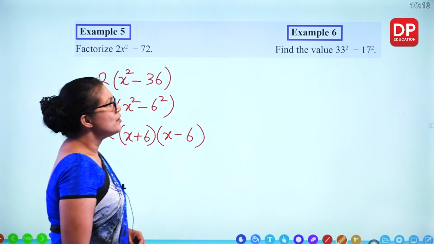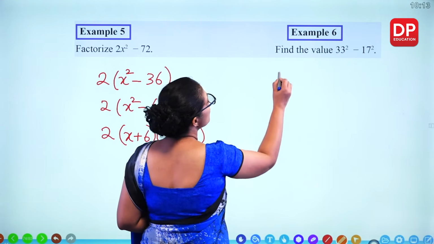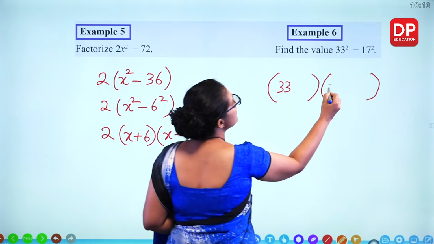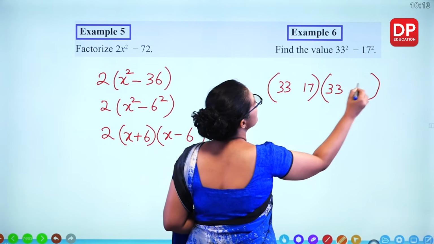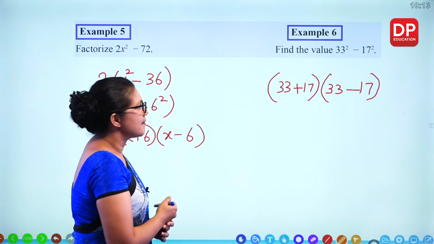Now find the value. So you can use difference between two square terms. So what are the two factors? One term is 33, the other one is 17. One factor is positive, one factor is negative.